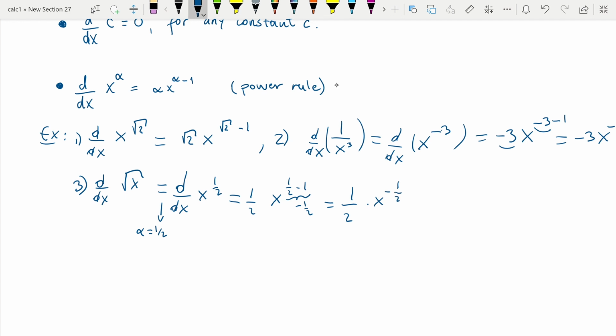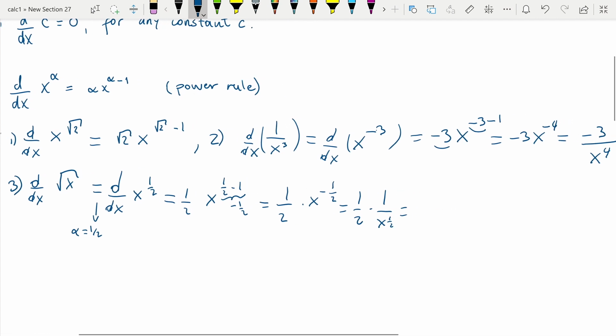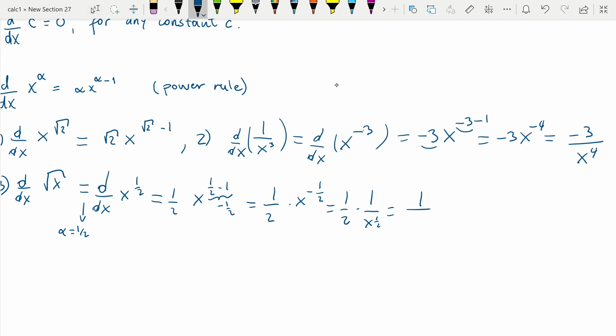Since that is a negative power, we may write it as 1 over 2 times 1 over x to the 1/2. But x to the 1/2 is just the square root of x, so we may write this as 1 over 2 times the square root of x.